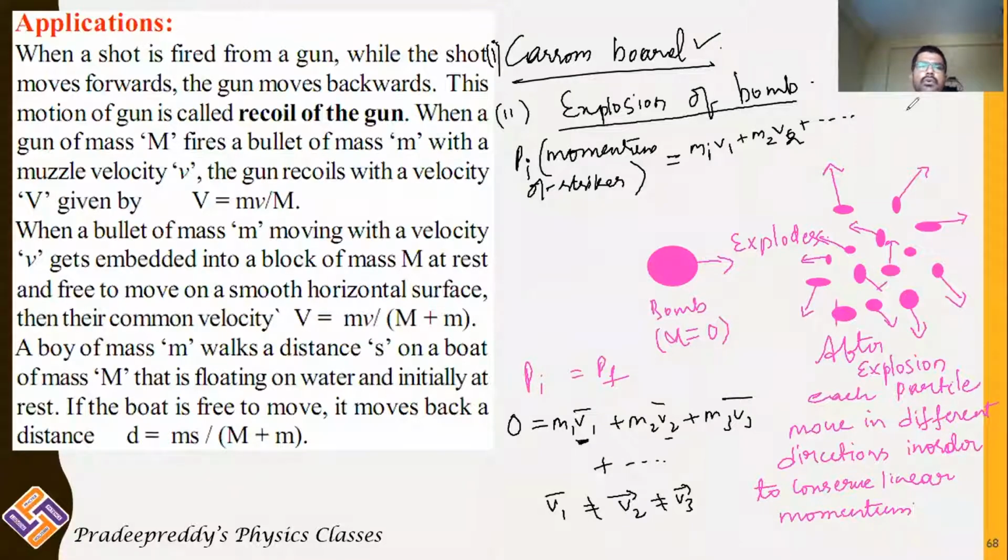So these are the two examples of the law of conservation of momentum. The pieces after the explosion of the bomb will travel in different directions in order to conserve the momentum. Similarly, the coins hit by the striker will travel in different directions in order to conserve linear momentum.